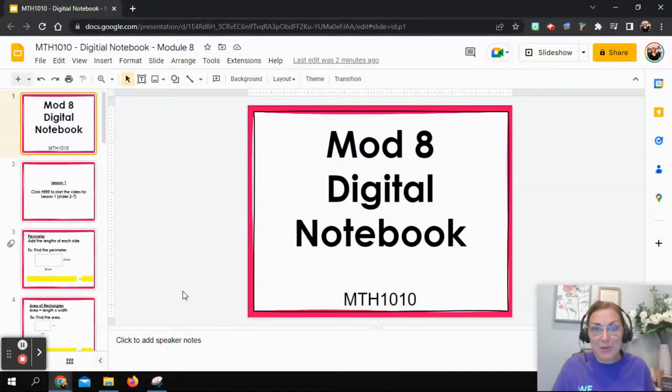Now, if you're not familiar with my digital notebooks, it's basically where I keep the notes for a section that we're going to be talking about. And today is all about perimeter and area.